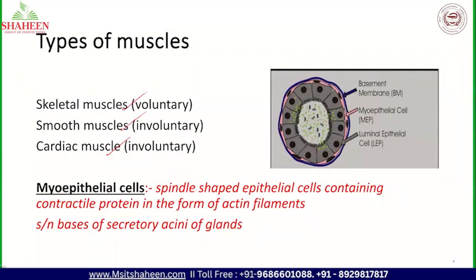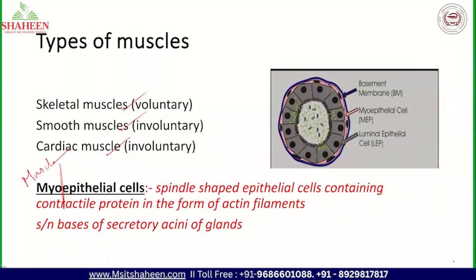Next, what is meant by myoepithelial cells? See, the name itself: we just split the name into myo and epithelium. Myo means muscle-like, and epithelium is epithelium. We already learned about some epithelium, right? Simple squamous epithelium, simple columnar epithelium. So it is actually an epithelial cell, but it functions just like a muscle.